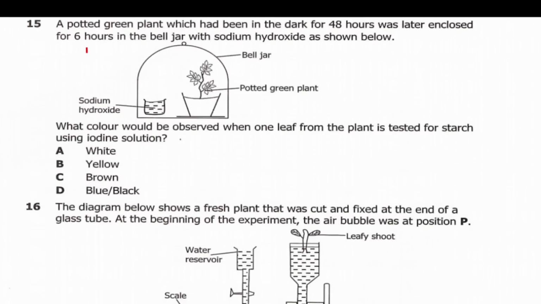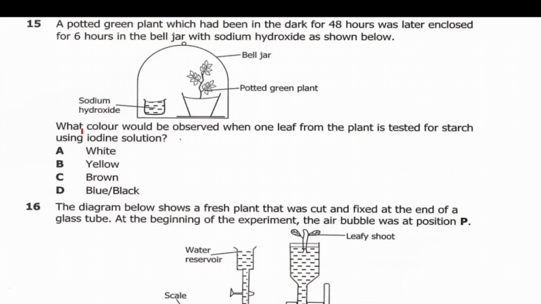All right, so let's go to 15. 15 reads, a potted green plant which had been in the dark for 48 hours was later enclosed for 6 hours in the bell jar with sodium hydroxide as shown below. So we have a potted plant here that was kept in darkness for 48 hours and then was enclosed for 6 hours with sodium hydroxide.